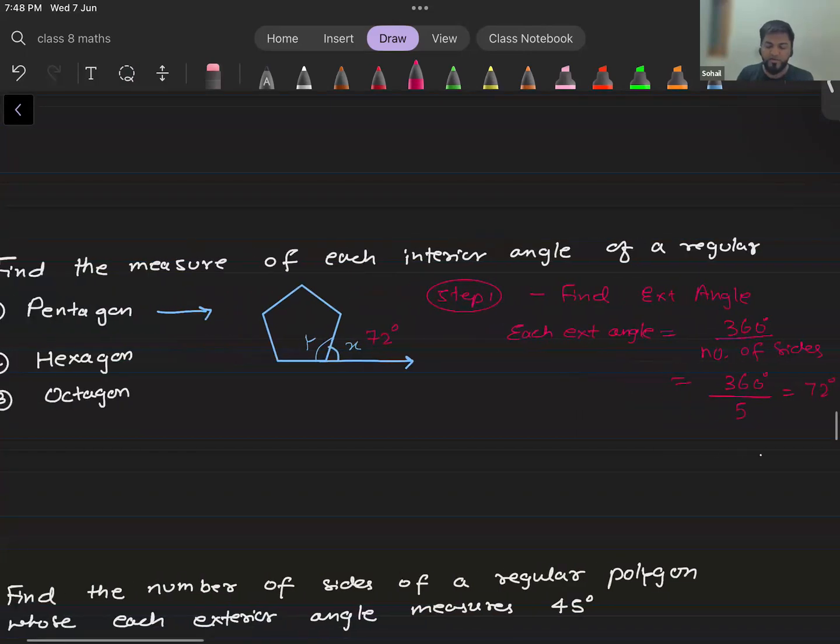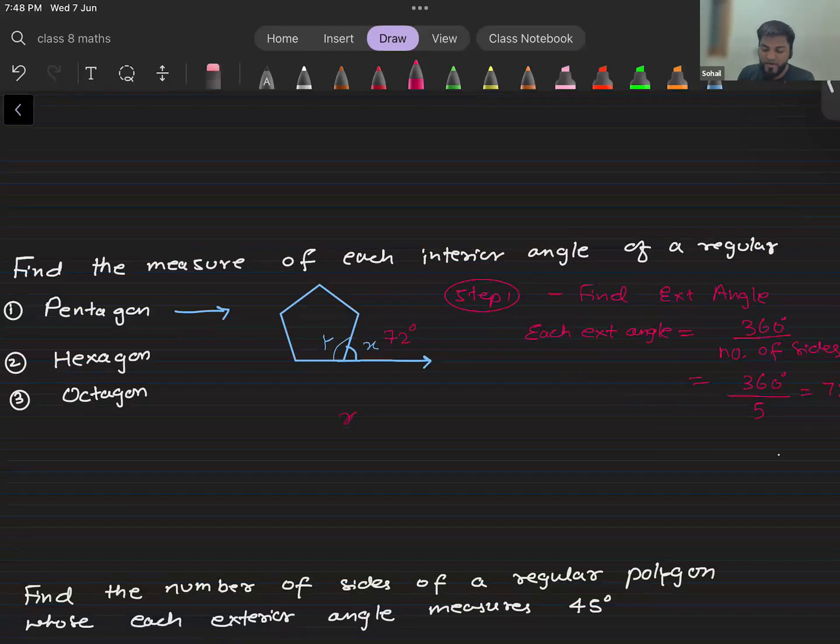So can you not find the interior angle now? Because we know that x plus y is equal to 180. So find out the value of the interior angle here.